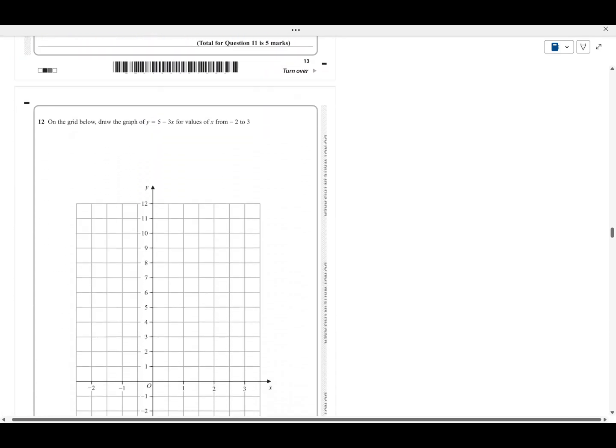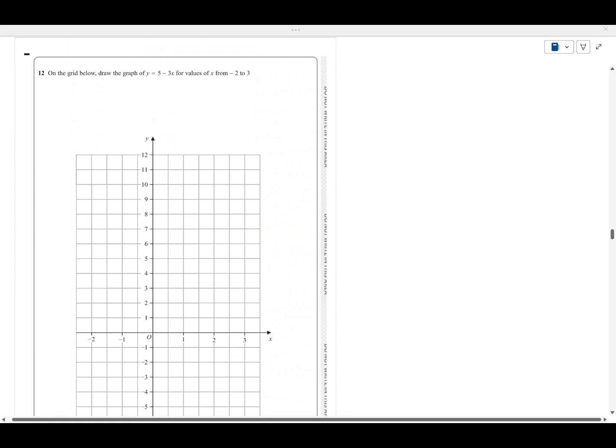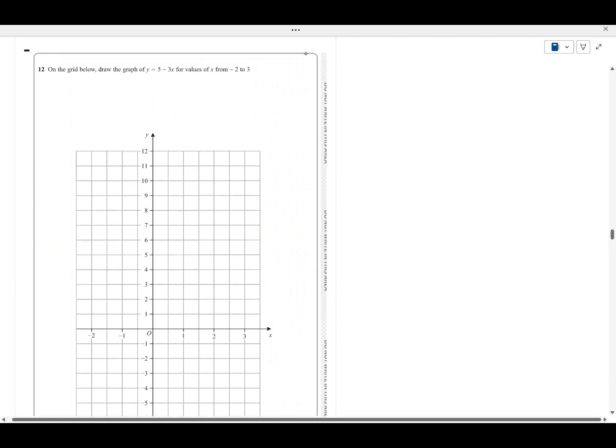Right, let's look at question 12. On the grid below, draw the graph of y equals 5 minus 3x. Well, you could put that into your calculator and use the table function. I'm going to use the y-intercept of 5 and a gradient of minus 3. So it goes through 5 on the y-axis, and then I go along 1, down 3.